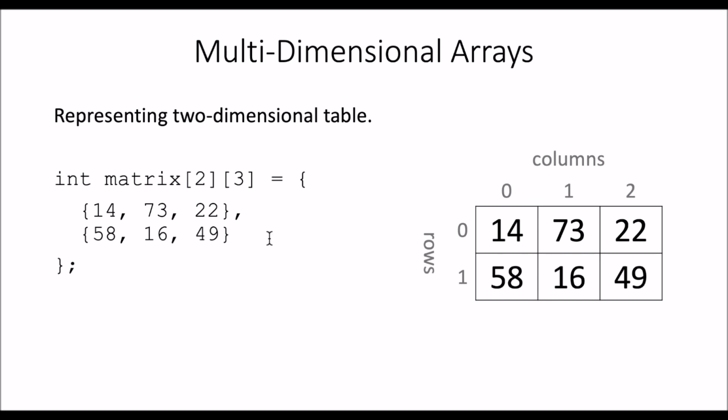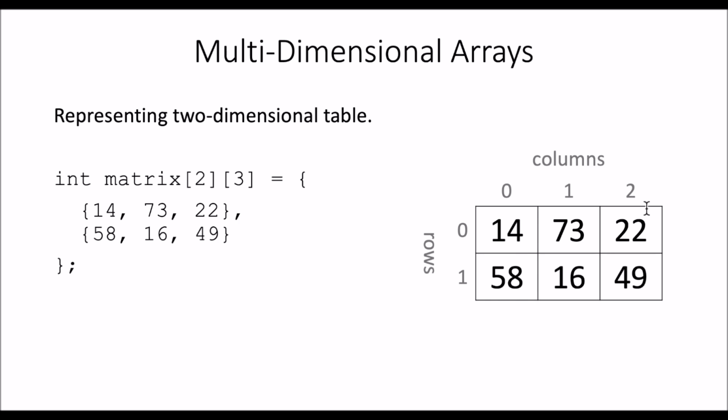Now, as mentioned, this array is 2-dimensional. It has 2 rows and 3 columns. The first row holds the elements 14, 73, and 22. The second row holds the elements 58, 16, and 49. This matrix is also illustrated by the table on the right. There are 2 rows and 3 columns. The first row has an index 0 and the second row has an index 1. And for the columns, same idea. The first column has an index of 0, the last column an index of 2.